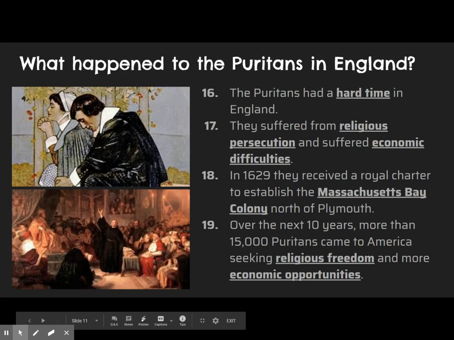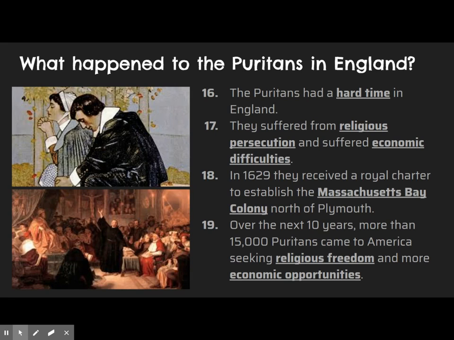So, what happens to the Puritans of England? The Puritans are going through a very difficult time. It says that they're suffering religious persecution, which basically just means that they are being treated poorly. They're being treated hostilely for their religion. You can also be persecuted for other things. Maybe you're persecuted for your beliefs in government. We say that Jews were persecuted during World War II, during the Holocaust. So they're suffering some religious persecution. They're suffering some economic difficulties, which is why initially they want to leave England.